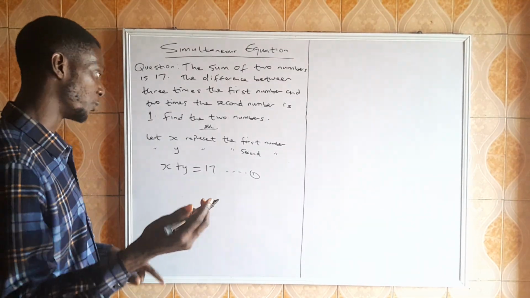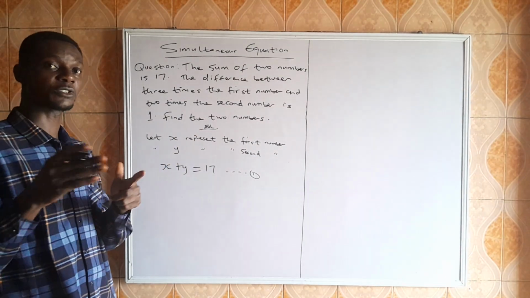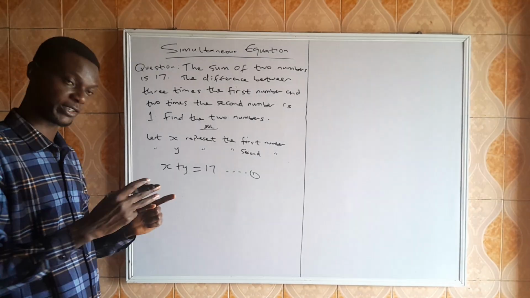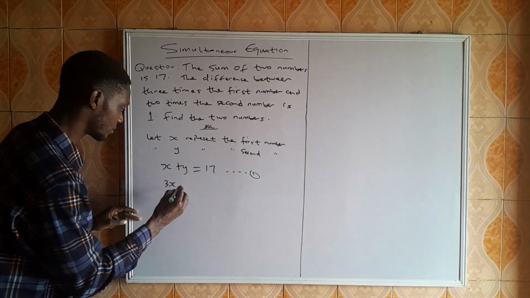Now, for the second statement, we were given the difference between 3 times the first number and 2 times the second number. The first number is S, so 3 times the first number will be 3 multiplied by S, that is 3S.